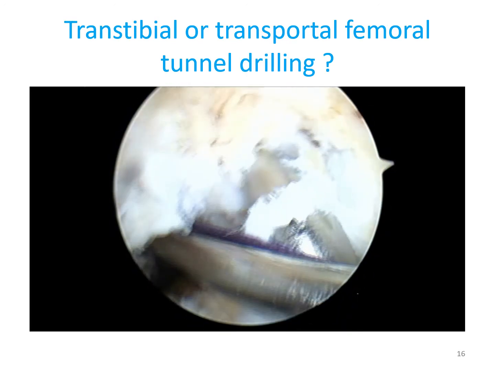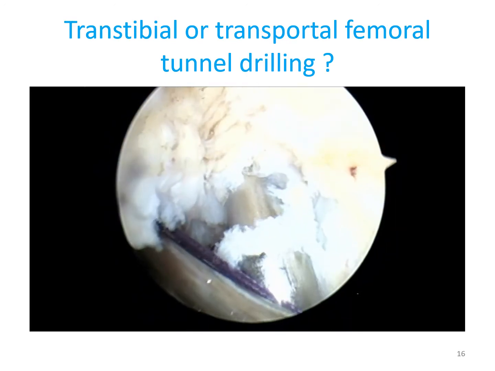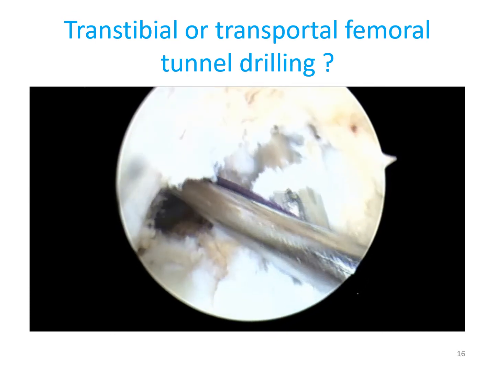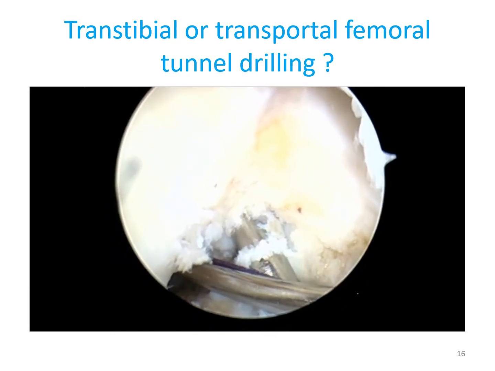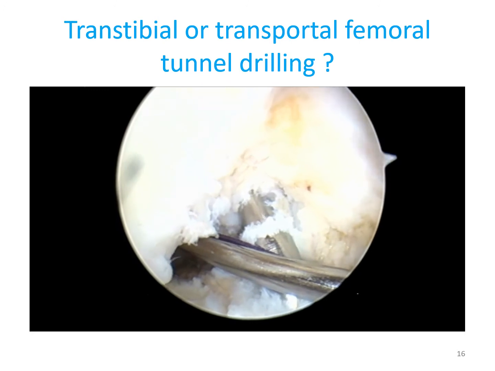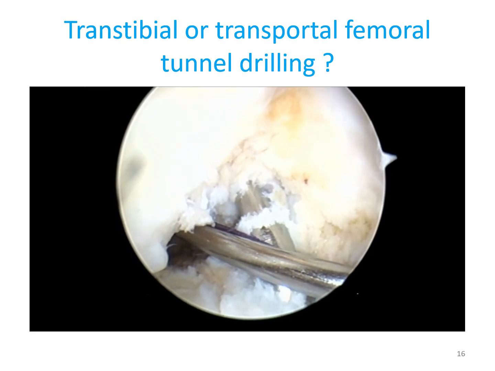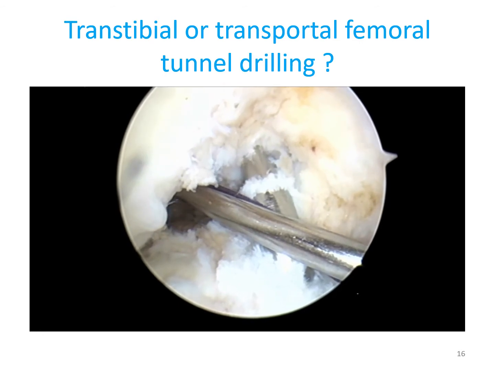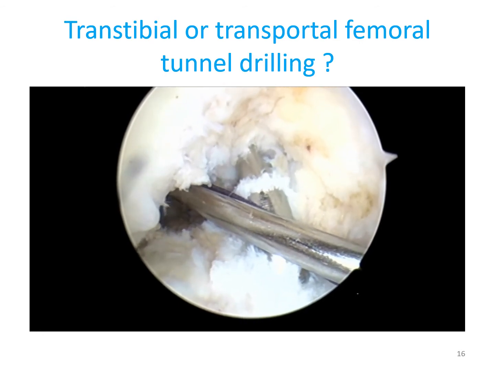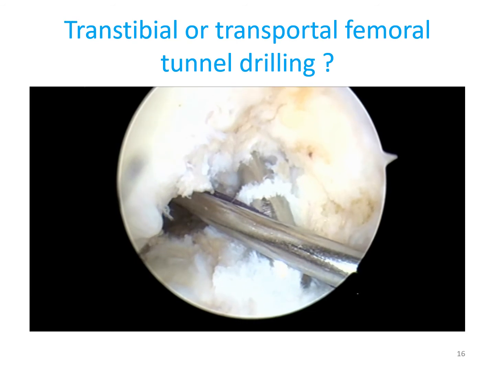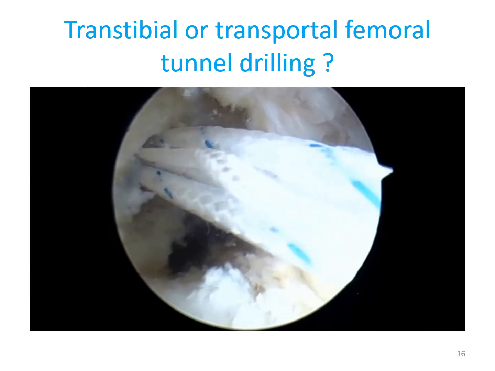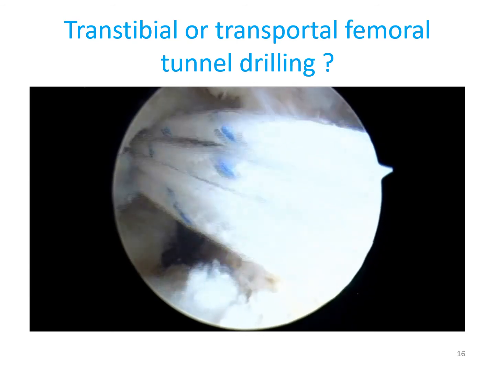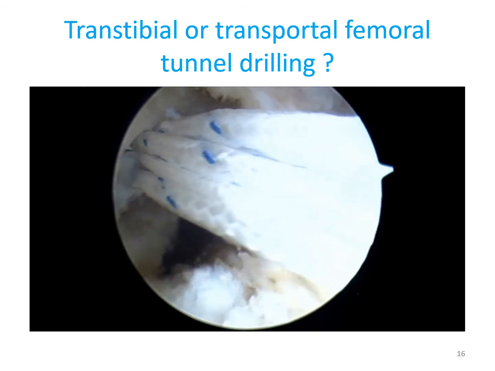What if we go through it? This will be the difference between a transportal and a trans-tibial drilling. You can see that with the trans-tibial drilling, it's more vertically oriented, almost between 11 and 12 o'clock positions, in comparison with the transportal, which is almost between the 9 and 10 positions. And this will control the rotation better with the horizontally oriented grafts.